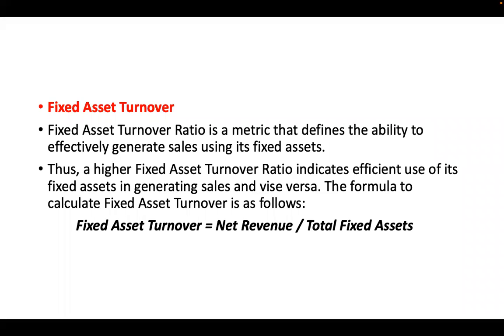Okay, so a higher fixed assets turnover ratio indicates efficient use of its fixed assets in generating sales, and vice versa. So if the fixed assets turnover ratio is higher, it is indicating that we are efficiently using our fixed assets in order to generate sales. If the fixed asset turnover ratio is lower, or not up to the mark, it is typically showing us that our fixed assets are not generating enough sales. Okay.